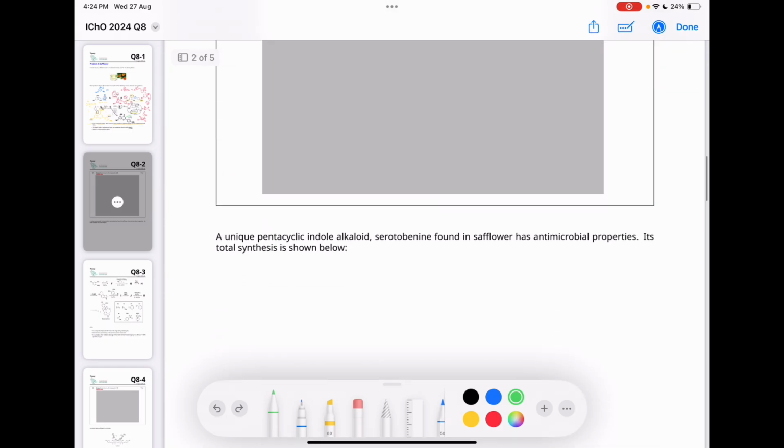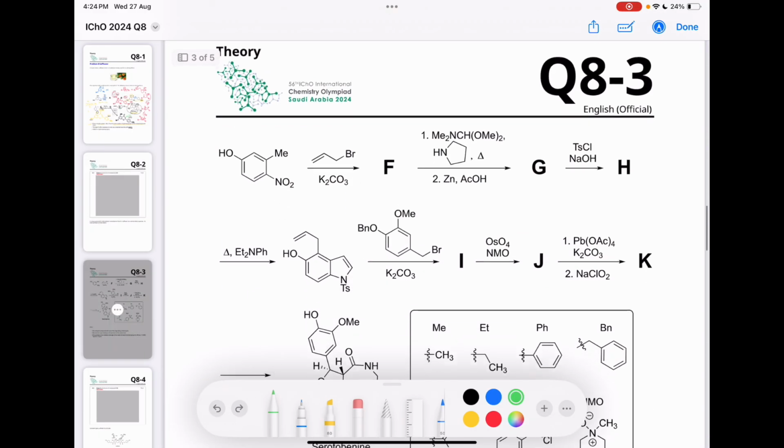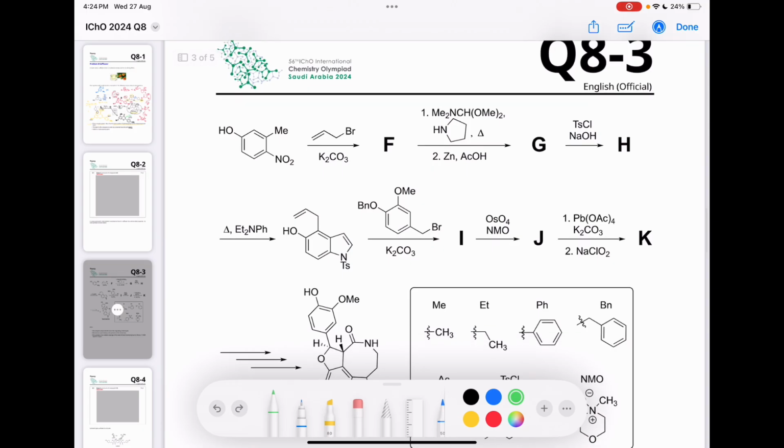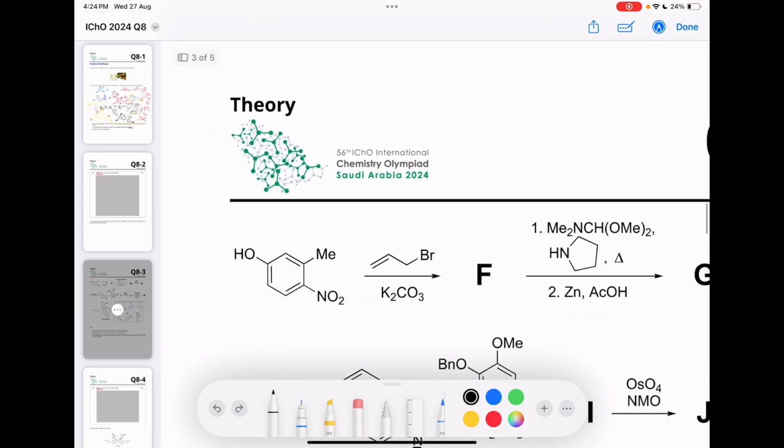Now let's move on to part 8.2. We're going to look at another synthesis scheme. Let's just look at F first. So what happens from this to F?